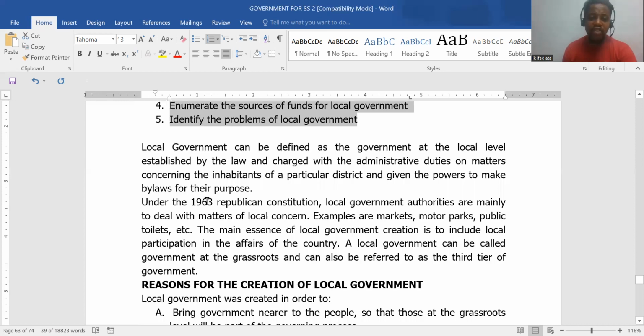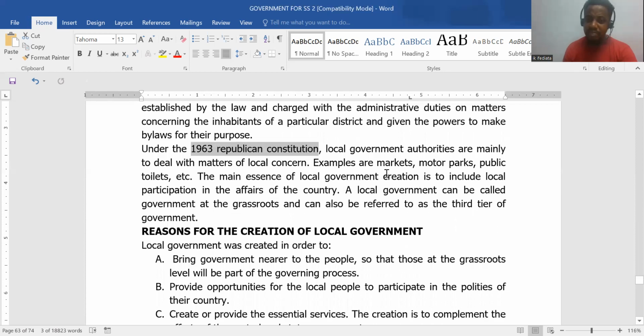So under the 1963 Republican Constitution, remember Nigeria became a republic in 1963. And you know what being a republic means. It means that our leaders are elected by the people. The Constitution is a homegrown Constitution, right? And lots more. So under the 1963 Republican Constitution, local government authorities are mainly to deal with matters of local concern. For example, look at markets, motor parks, public toilets, etc. Remember when we talk about the lists, we talk about the exclusive, concurrent, and residual lists.